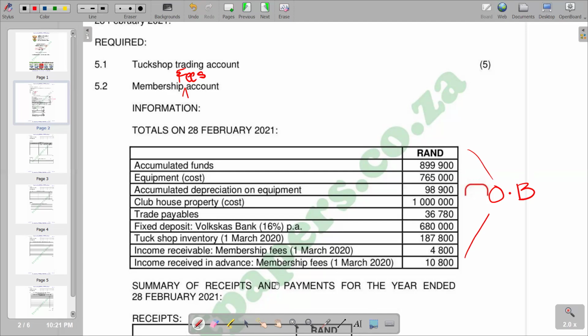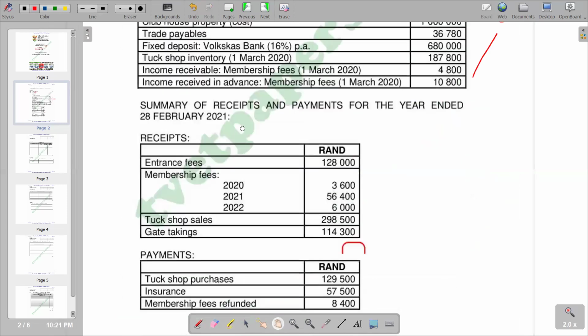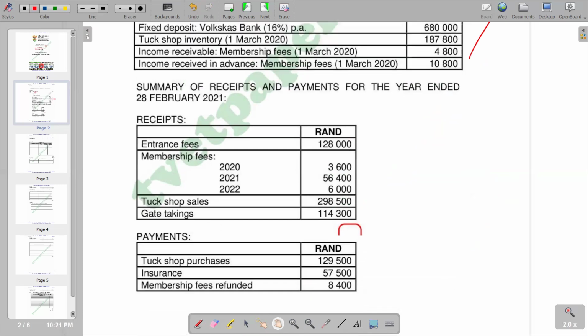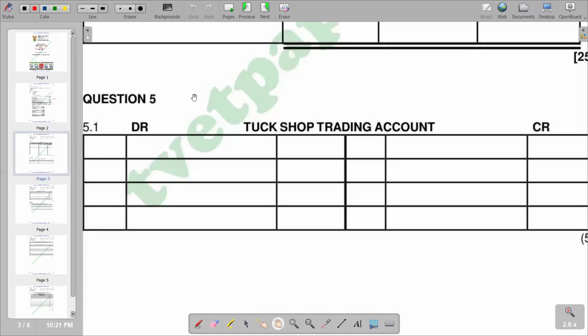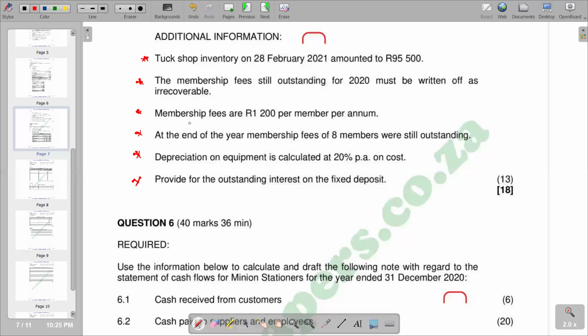Then, moving on, beneath that, we have a summary of receipts and payments for the year ended 28th February 2021. So we've got receipts, we've got payments. We go to the continuation of our question and see what additional information we have, which you also need to go through before you attempt to answer the question. The second part, preparation of the membership fees account, is worth 30 marks, giving us a total of 18 marks.